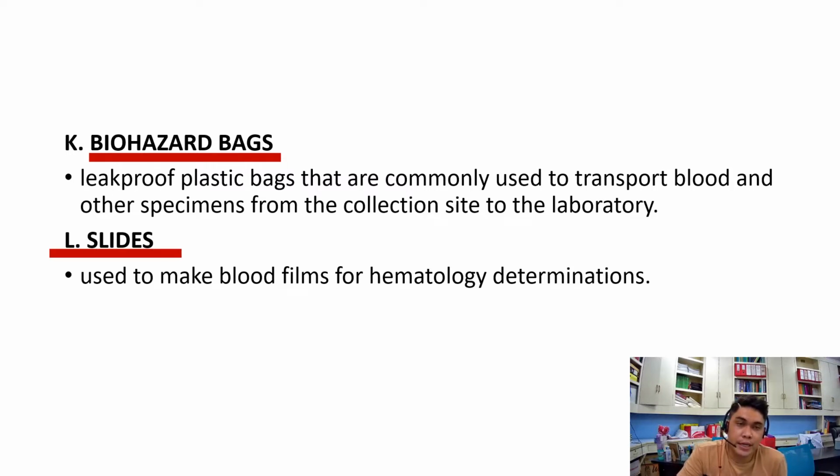Then next, you have slides. Slides are used to make blood films or blood smears for hematology tests like CBC. Regarding slides, there are two types: you have plain and slides with frosted area. The nice thing about slides with frosted area, you can actually put the label on the frosted area using pencil. So that's the advantage of using a slide with frosted area.